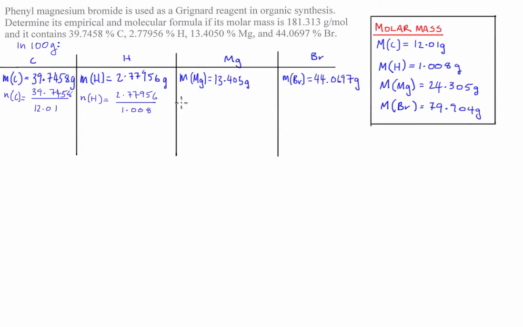We're going to have the number of moles of magnesium, which is equal to the mass, 13.405, divided by the molar mass of magnesium, which is 24.305. And we have the number of moles of bromine, which is equal to the mass, sorry if I'm being repetitive, the mass of bromine is the mass that we've been given, 44.0697, divided by the molar mass, which is 79.904.